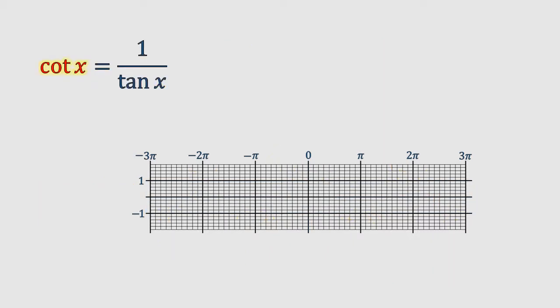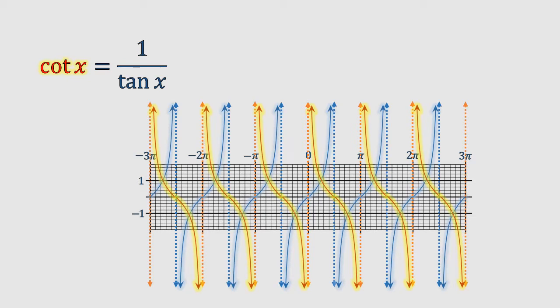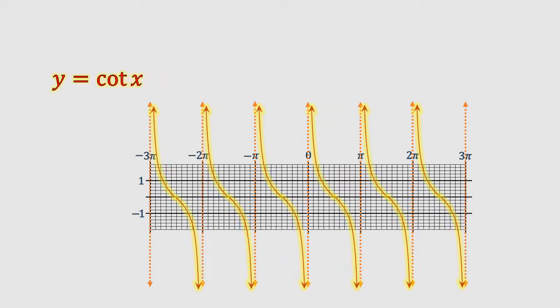To graph the cotangent function, let's start with the graph of the tangent function from 0 to pi by 2. The graph of the reciprocal of these outputs are in brown highlight, a part of the graph of the cotangent function. We can go beyond the interval of 0 to pi by 2. The dotted lines in blue indicate vertical asymptotes of the tangent graph, and the dotted lines in brown indicate vertical asymptotes of the cotangent graph. We have the graph of the cotangent function.